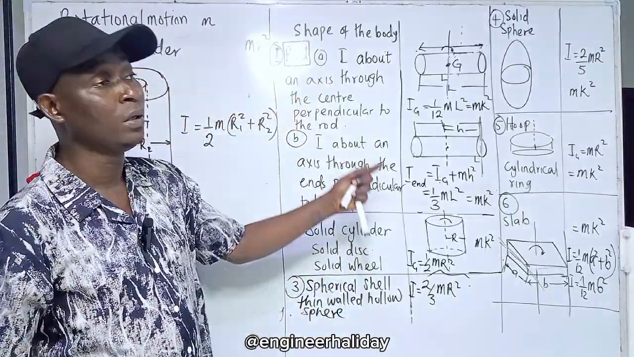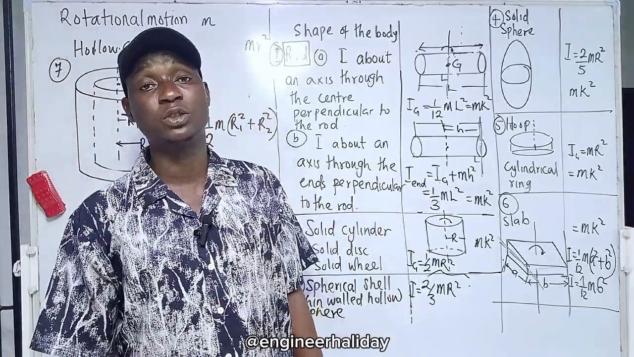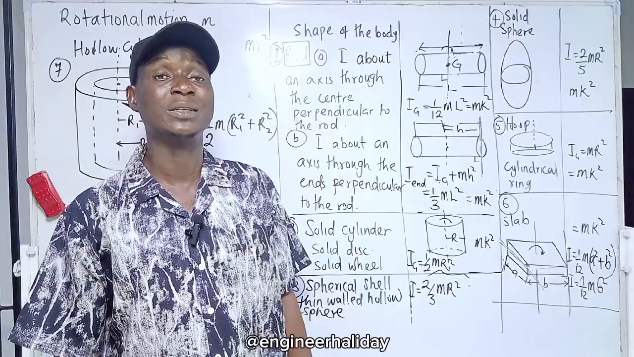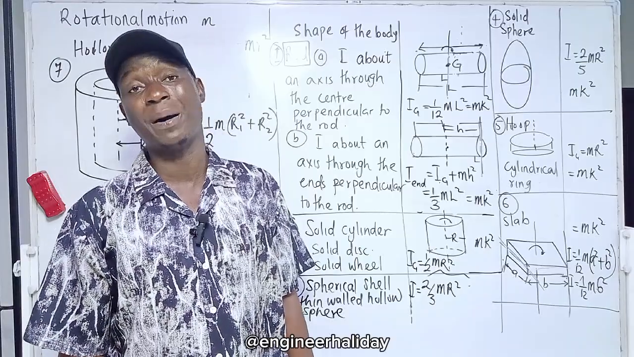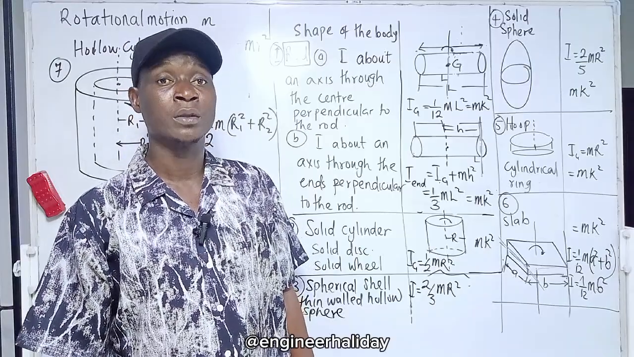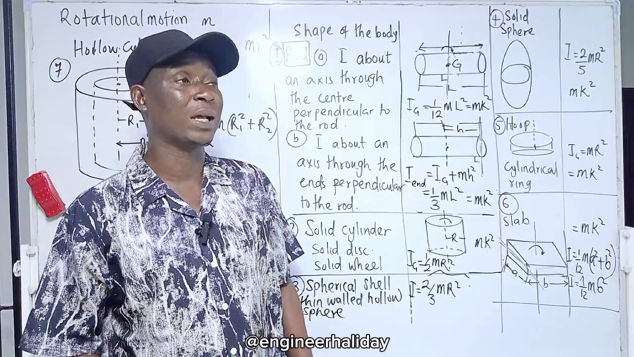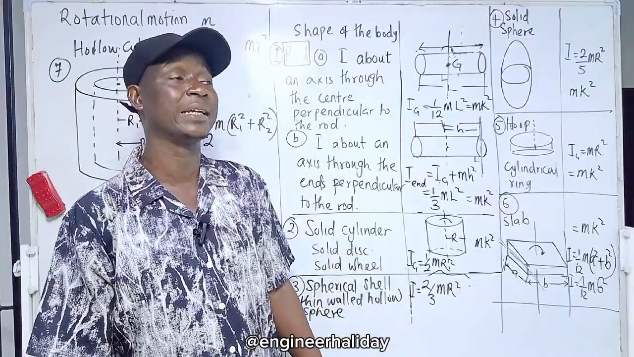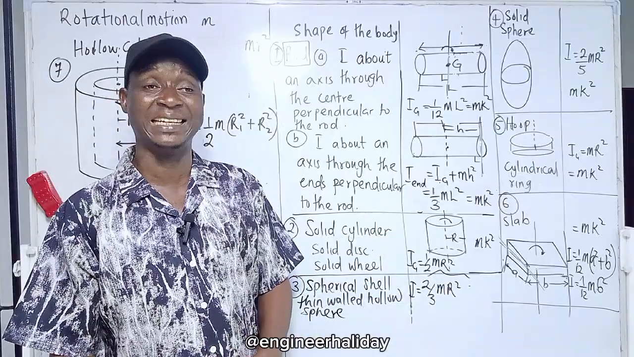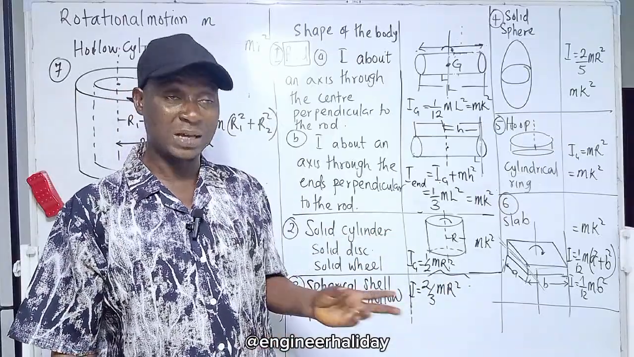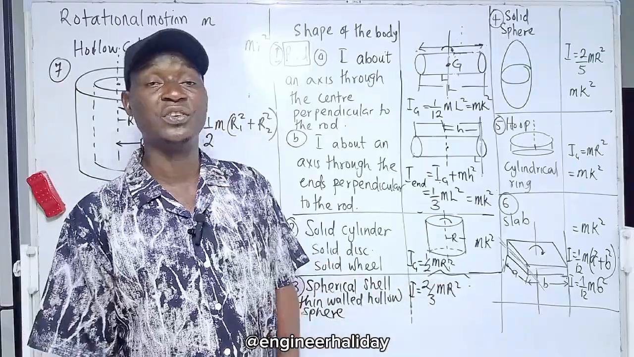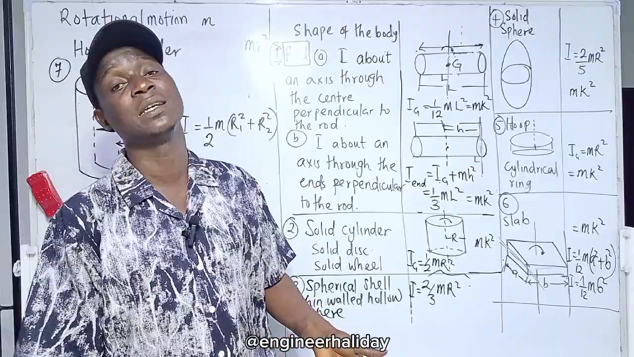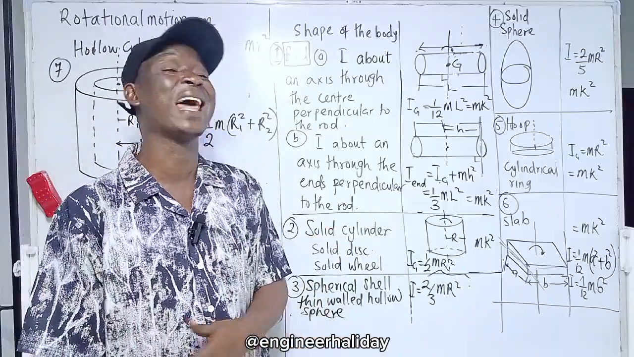We have talked about the shapes. We talked about the solid rod, which is 1/12 ML square about the center, perpendicular to the rod. We have talked about 1/3 ML square about the ends. So you can differentiate: about the center is 1/12 ML square, about its end is 1/3 ML square. We have talked about a solid cylinder, 1/2 MR square, where R represents the radius of the cylinder from the center. We have also talked about a solid disc or solid wheel, which can be likened to that.